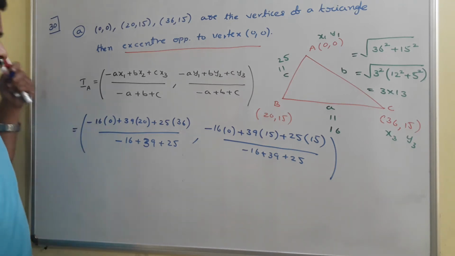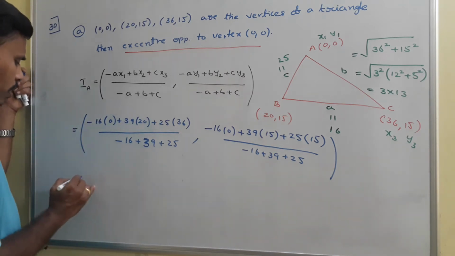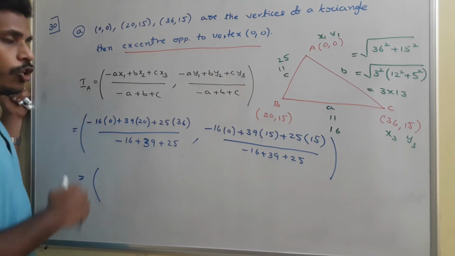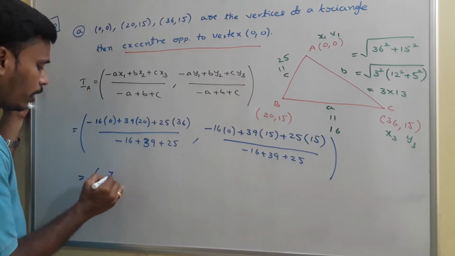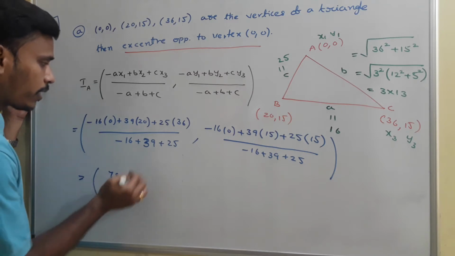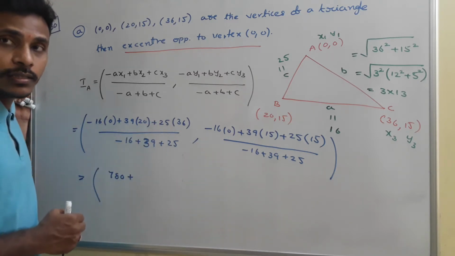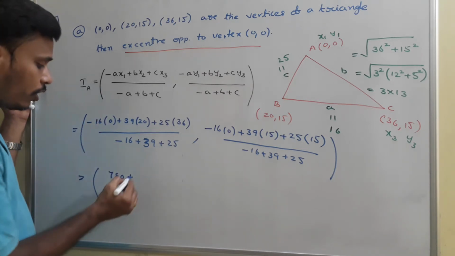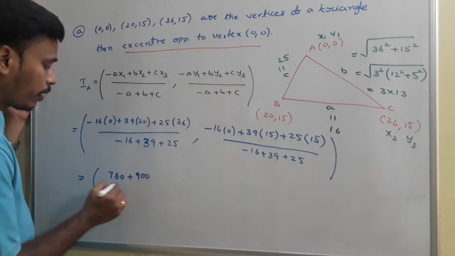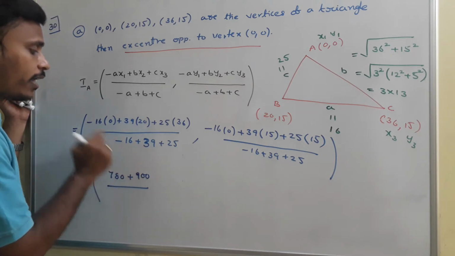This is what we need to calculate. You just calculate it and see what it becomes. So this is 0, leave it. 39 times 20 is how much? 780, plus 25 into 36. 25 into 30 is 750, and 25 into 6 is 150, so that is 900, divided by 39 minus 16.